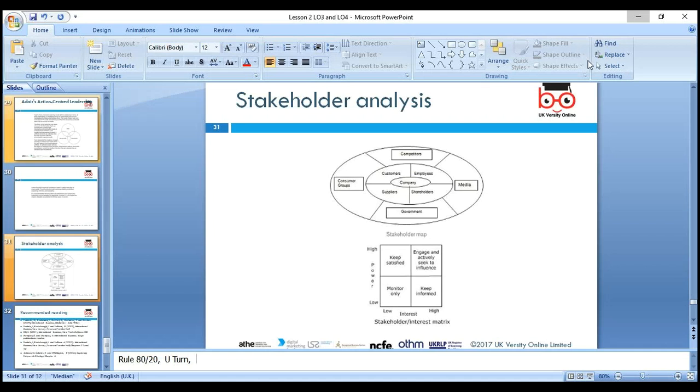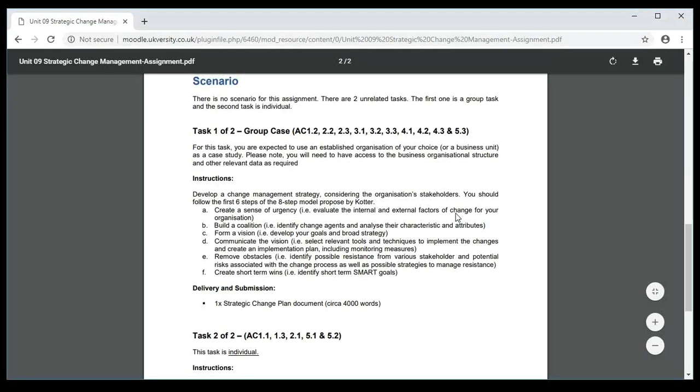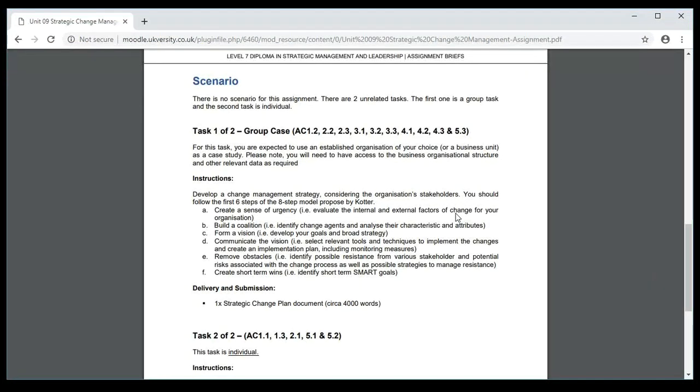I can't see what you're seeing. I can just see the stakeholder analysis presentation page. Oh, now I can see it. Okay, thank you. Sorry about that.